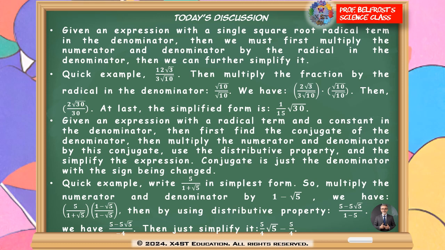Then by using the distributive property, we obtain a new equation, which is 5 minus 5 square root of 5 divided by 1 minus 5. So we have 5 minus 5 square root of 5 divided by negative 4. Then just simplify it, and we obtain 5 quarters times square root of 5 minus 5 quarters. Actually you can make it a mixed number, I don't mind, but I just show you the fraction form.